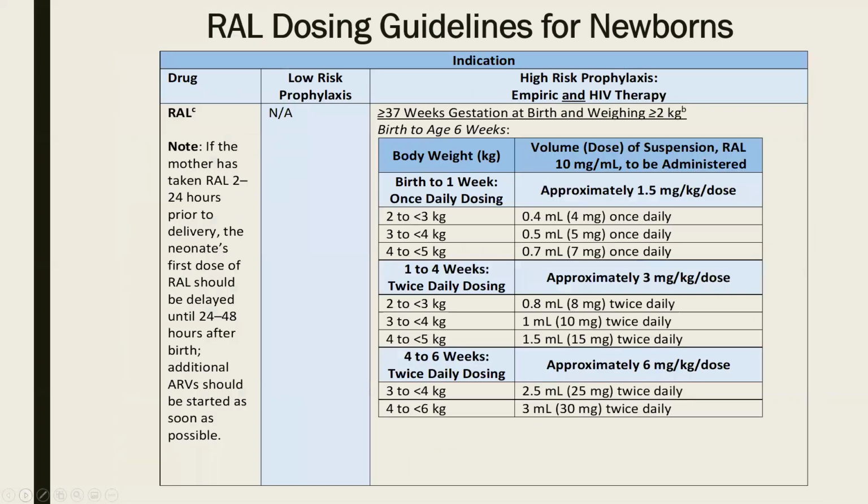And last but not least, raltegravir here. We're showing you some weight band dosing regimens. Raltegravir, it'll be important to note, can only be given in term infants. So the infant must be born at least 37 weeks gestational age at birth and weighing at least 2 kilograms.